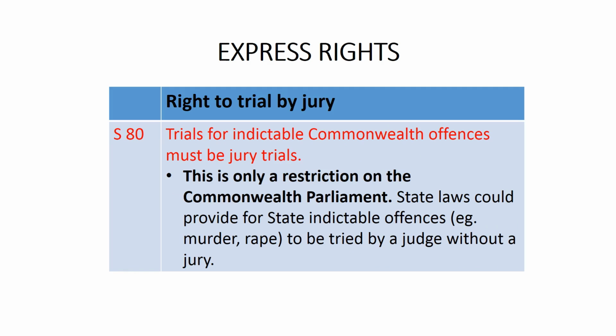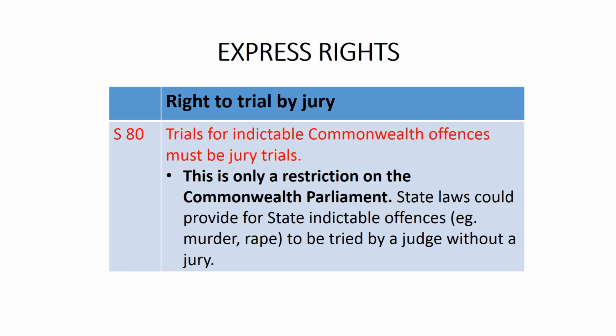The second express right is the right to trial by jury under section 80 of the Constitution. Section 80 provides that trials for indictable, that is more serious, Commonwealth offences must be jury trials. Again, this is only a restriction on the Commonwealth Parliament. It would be perfectly valid for the Victorian Parliament to pass a law that provided for Victorian indictable offences to be tried by a judge without a jury. You can't do that at the Commonwealth level.